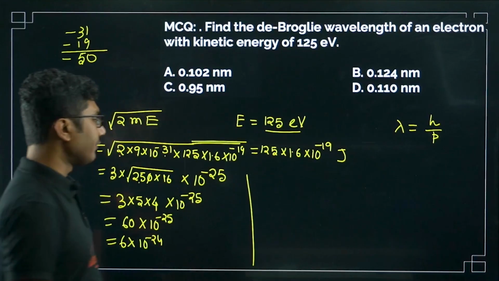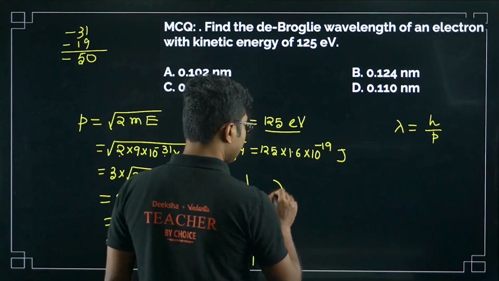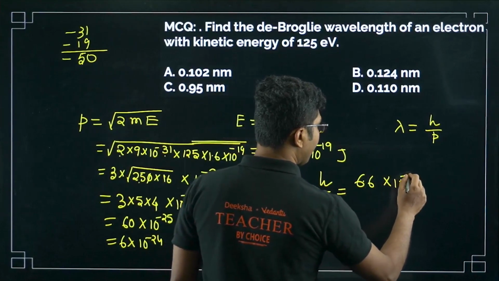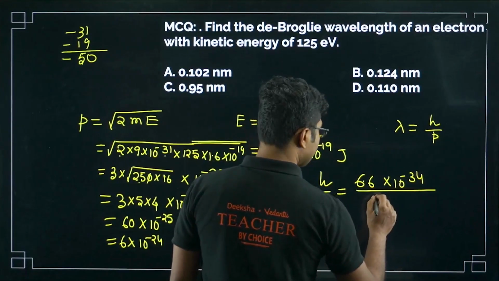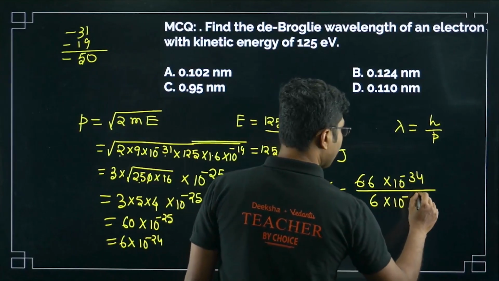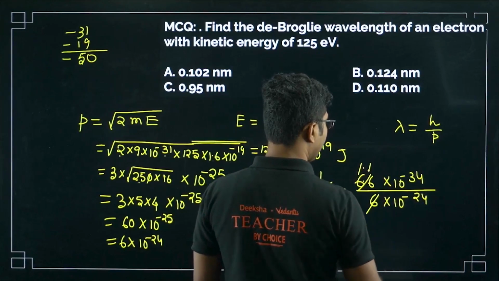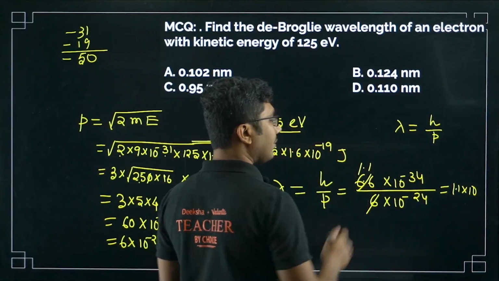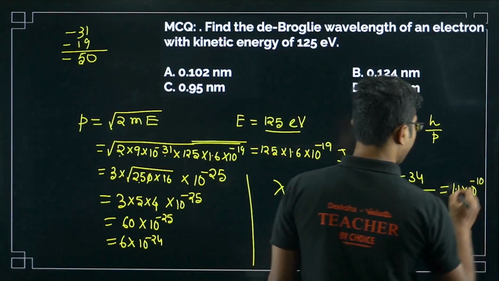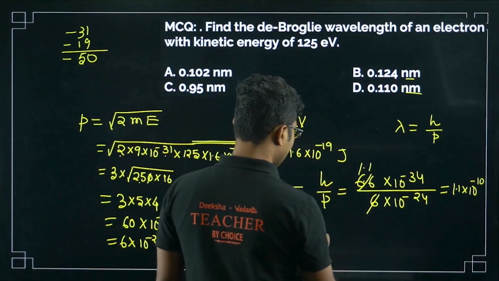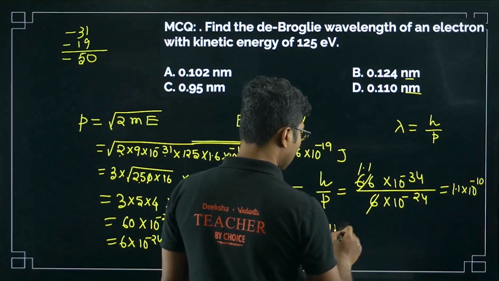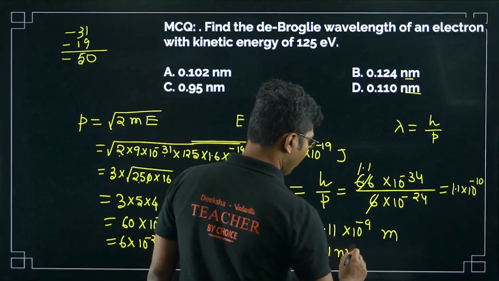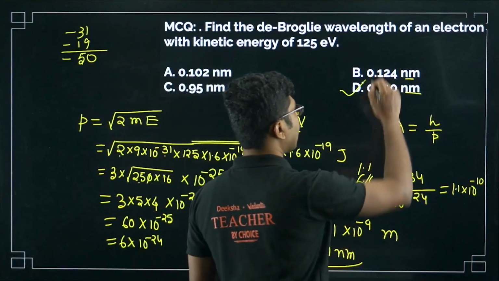Okay, now let's convert it into wavelength. So wavelength is h by p. So problem is not yet solved. 6.6 into 10 to the power of minus 34 divided by 6 into 10 to the power of minus 24. Okay, so you will get 1.1 into 10 to the power of minus 34. This will go up and it will become plus 24. So that will be minus 10. Okay, now if you check, all the answers are given in nanometers, so you have to convert it into nanometers. So 0.11 into 10 to the power of minus 9 meters, 0.11 nanometers. So correct answer is option D.